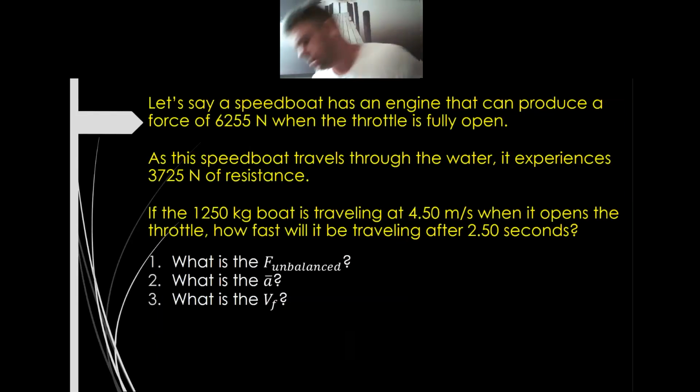All right. Take a look at this. This is a little bit more complex of a problem for us. The reason that this one is so tricky is because as you look through it, we see that there's a force of 6,255 newtons initially. We then read the second paragraph, where it says the speedboat travels through the water. It experiences 3,725 newtons of resistance. All right, that's another force.